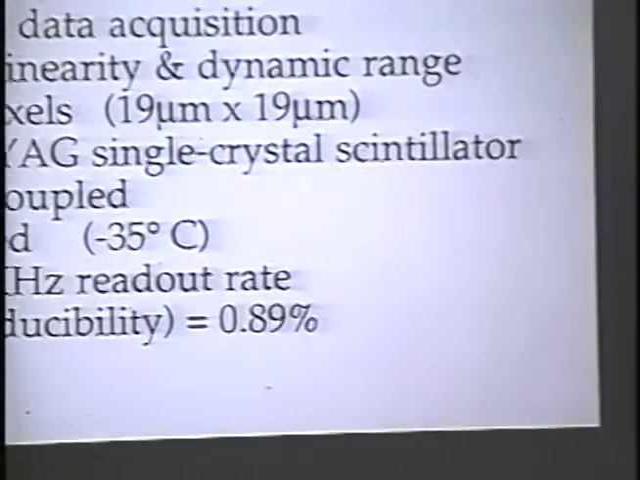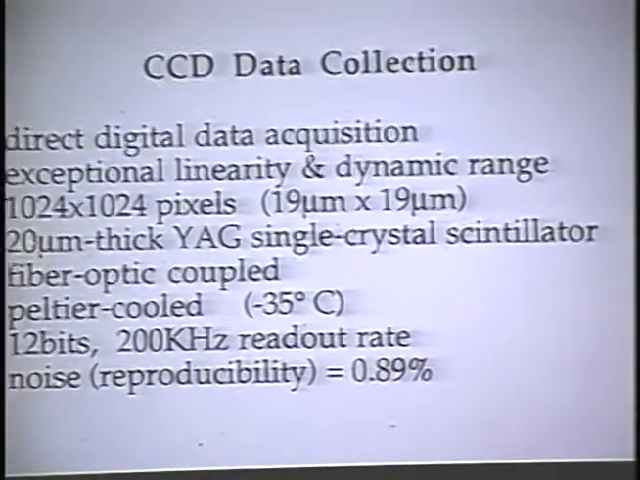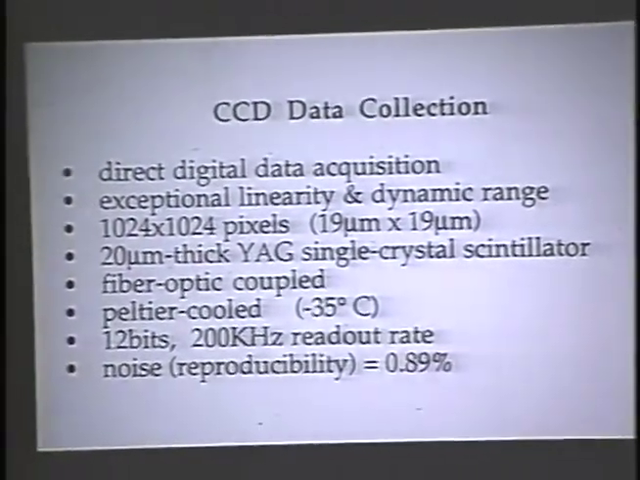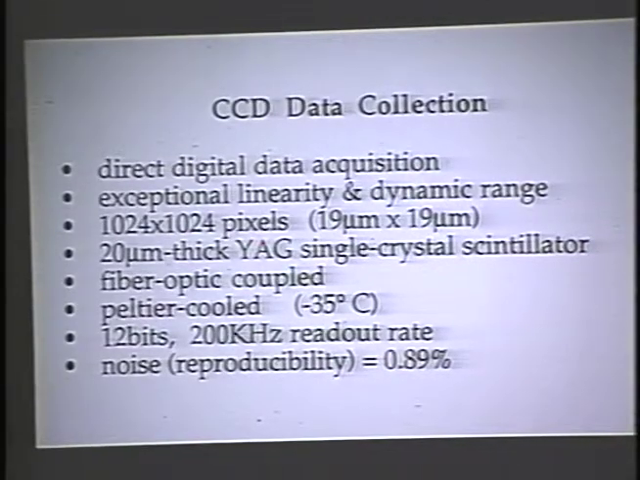Thank you. The approach that we've taken is to use a large format CCD, 1024 square pixels. This is mounted, as I'll show you, essentially where TV cameras are often mounted, below the film plane in the microscope.